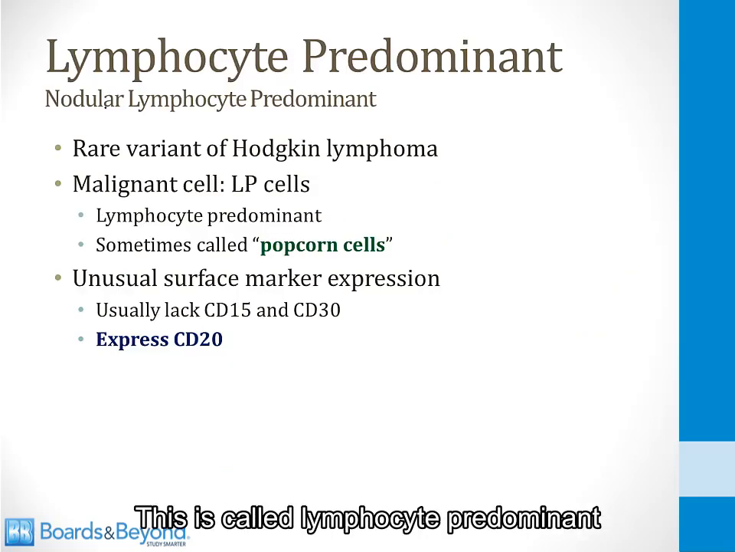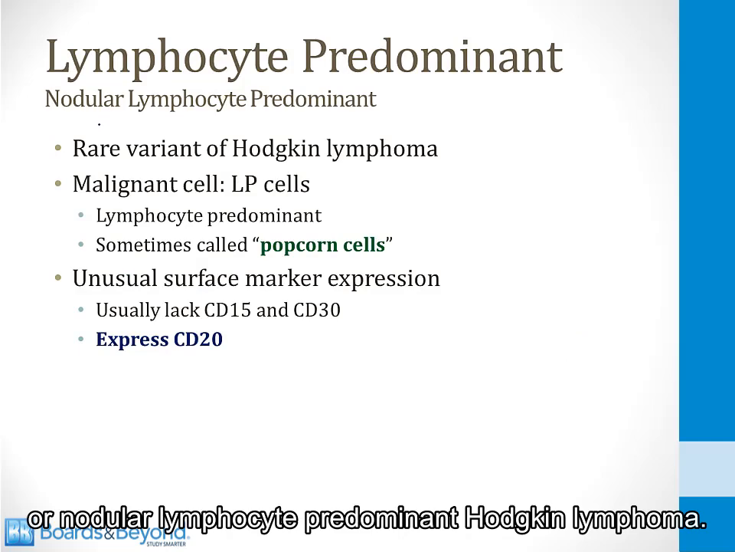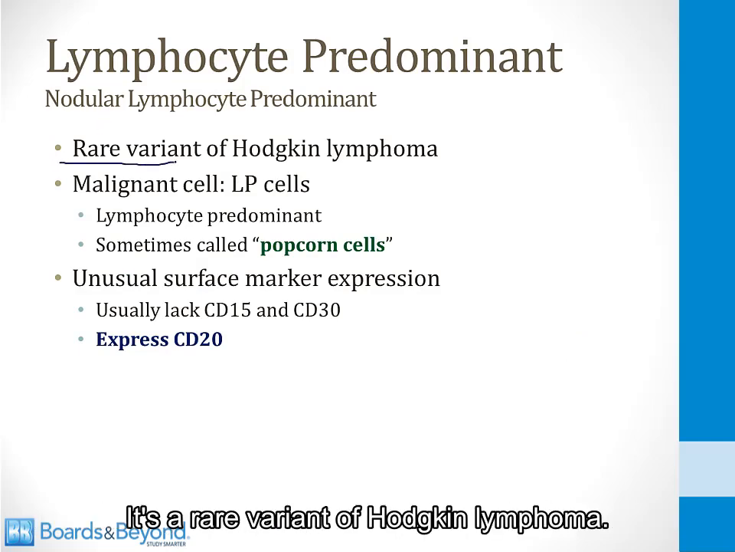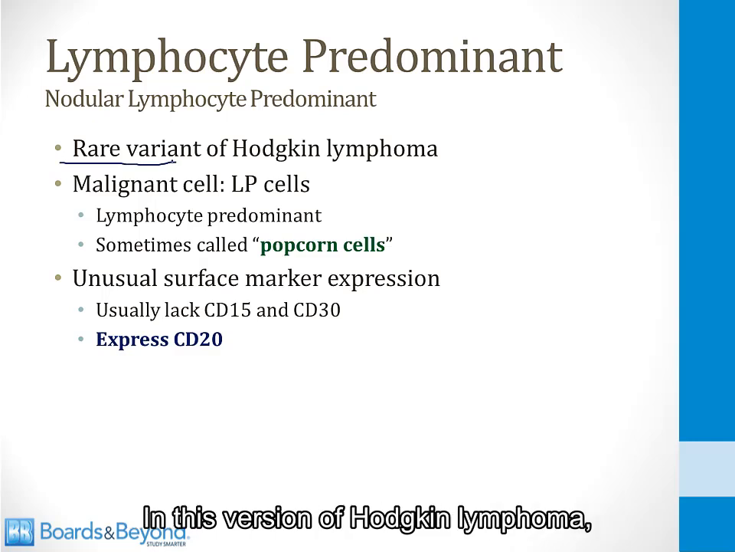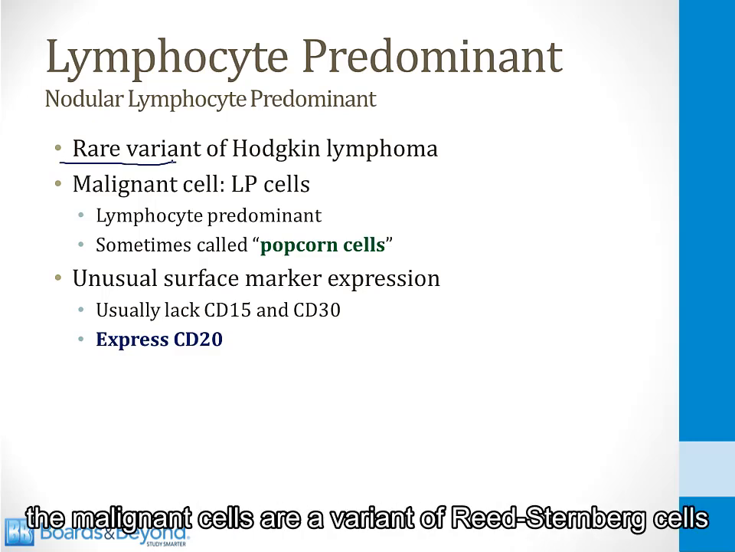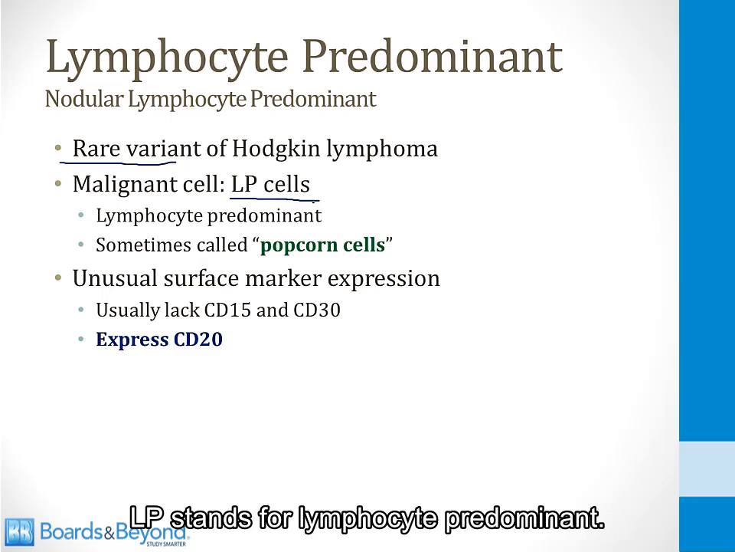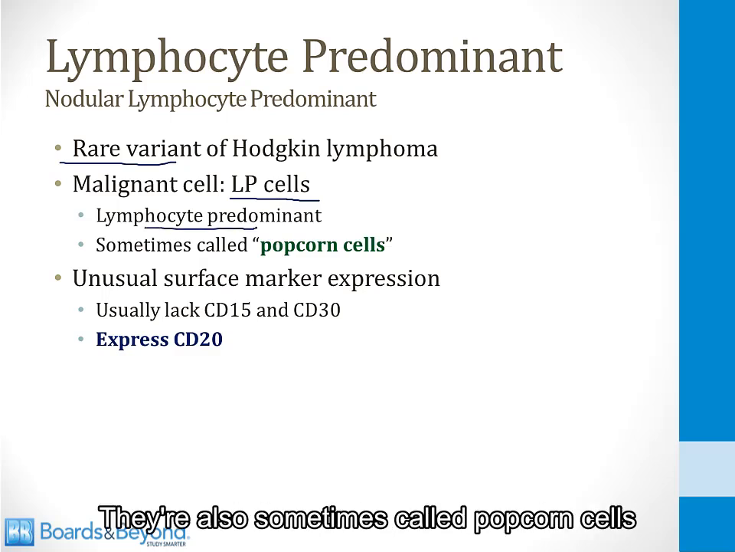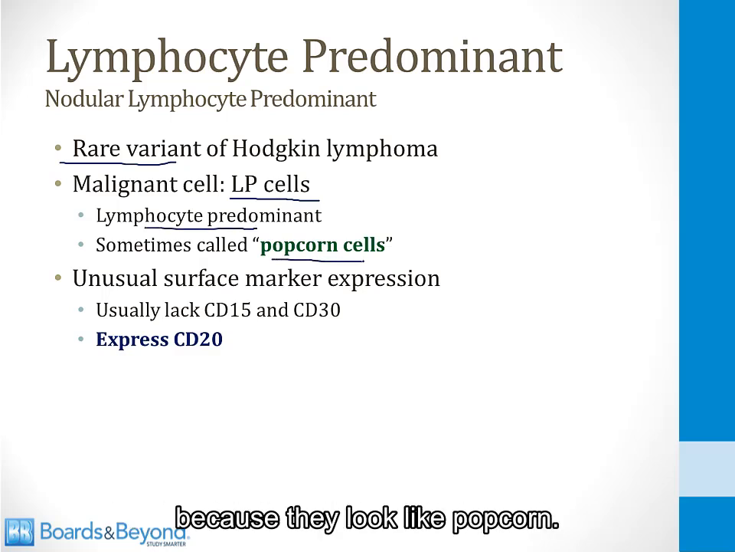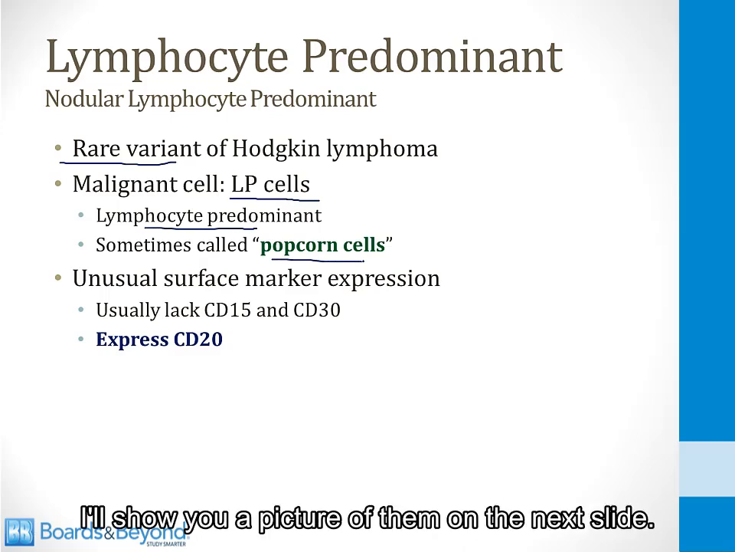This is called lymphocyte predominant or nodular lymphocyte predominant Hodgkin lymphoma. It's a rare variant of Hodgkin lymphoma. In this version, the malignant cells are a variant of Reed-Sternberg cells called LP cells. LP stands for lymphocyte predominant. They're also sometimes called popcorn cells because they look like popcorn. I'll show you a picture of them on the next slide.